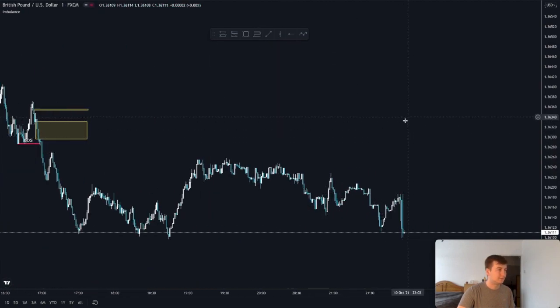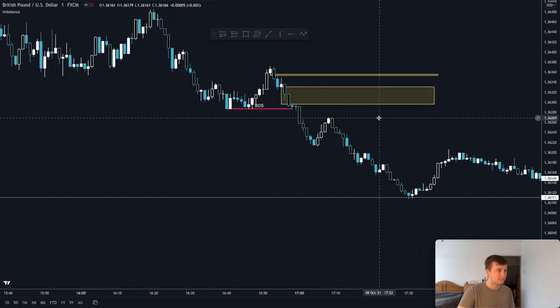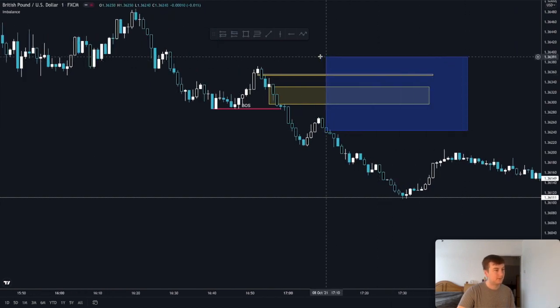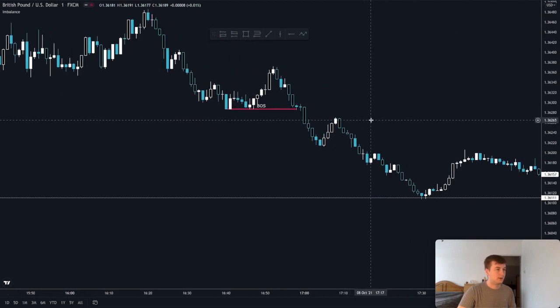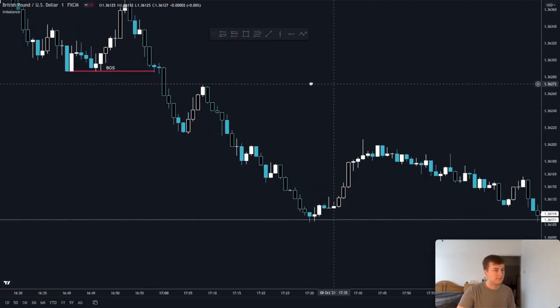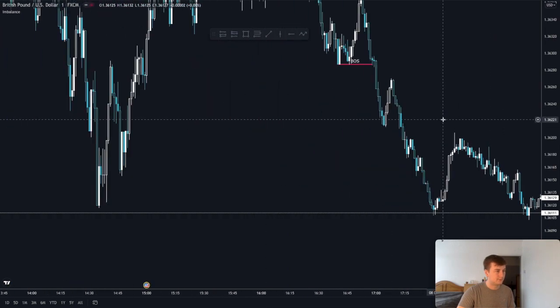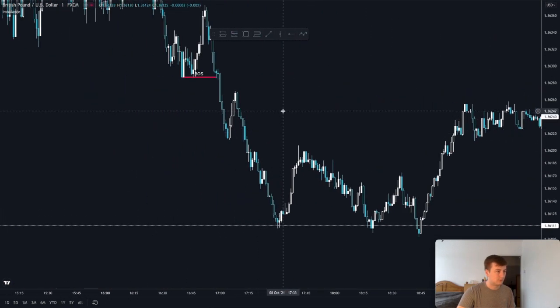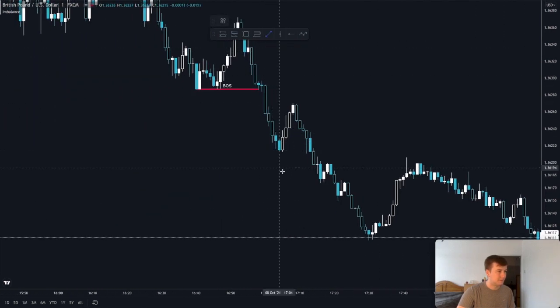It will at some point come back up to capitalize on the money that's left behind here, but this time it hasn't. So now we skip this trade. We just don't enter it. And then again, what do we have here? We have the break of structure right here.